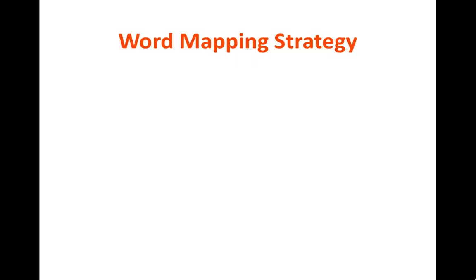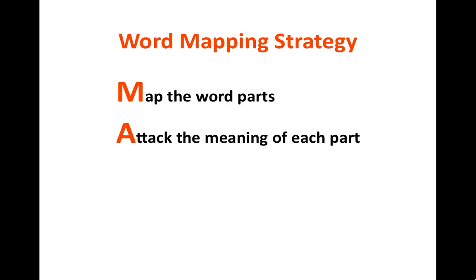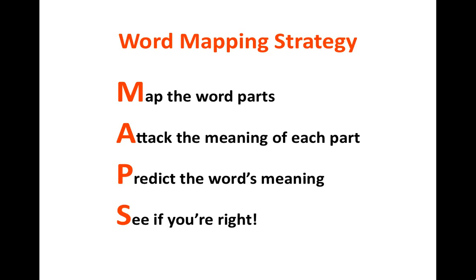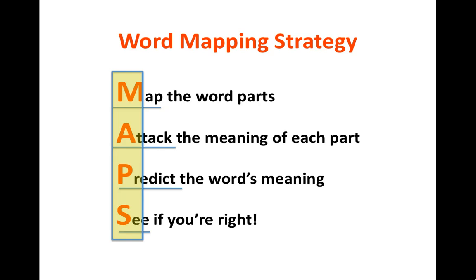The word mapping strategy provides that step-by-step approach. The steps to the strategy are: map the word parts, attack the meaning of each part, predict the word's meaning, and see if you're right. Look closely and you will notice that each step starts with an action word that prompts the students to do something at each step. You will also notice that the first letters of the steps, when combined, spell out the word MAPS. This word acts as a mnemonic device to help students remember the steps in order. It keeps them on track through the process. So let's take a careful look at each step.